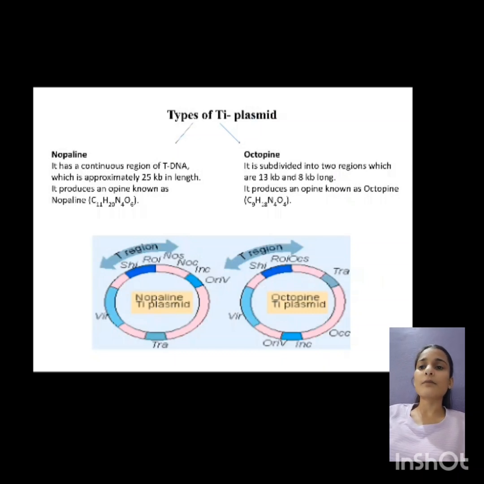It's not that important, but it's just for information that कि जो TI plasmid होता है उसमें different types of opines produce होते हैं, और उनमें से दो एग्जाम्पल मैंने लिए हैं, वो नोपालाइन और ऑक्टोपाइन के हैं.